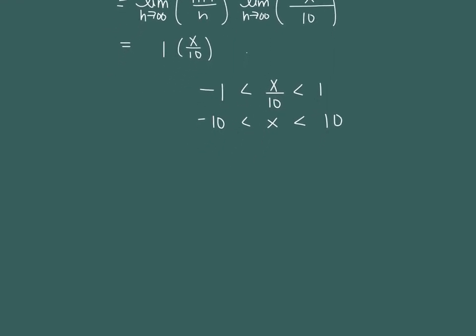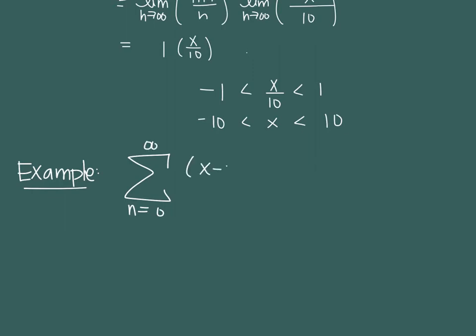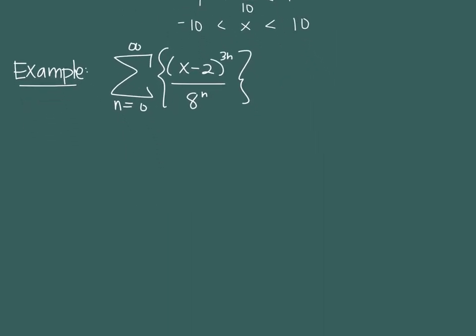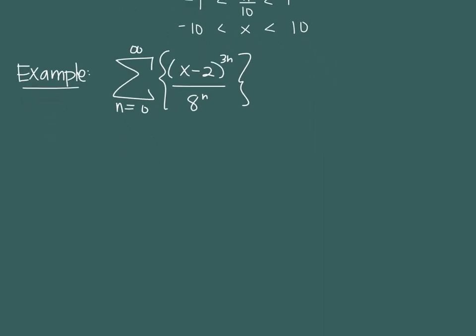Let's try another one. Okay, so same instructions. What interval will force the convergence? So I'm just not going to write the directions every time. Let's just start. Okay, n equals 0 to infinity of x minus 2 to the 3n over 8 to the n. We recognize it as a power series, so we proceed with the ratio test.